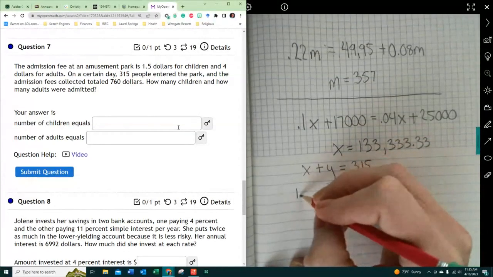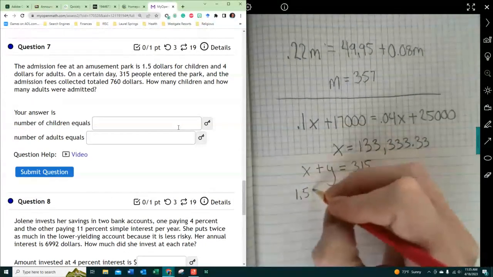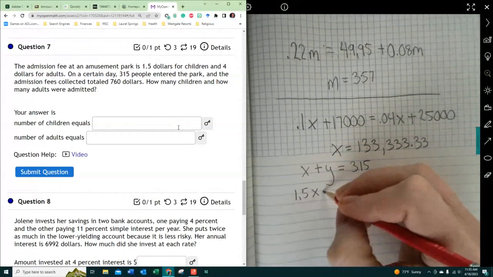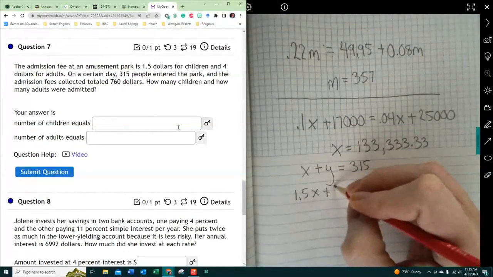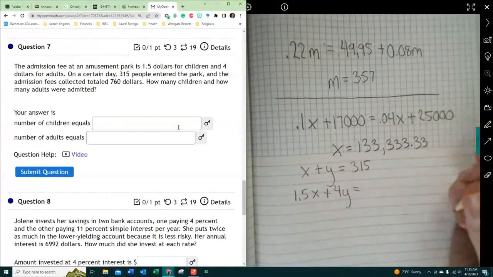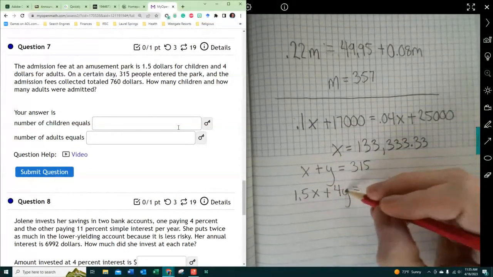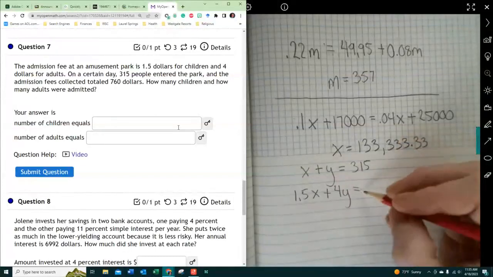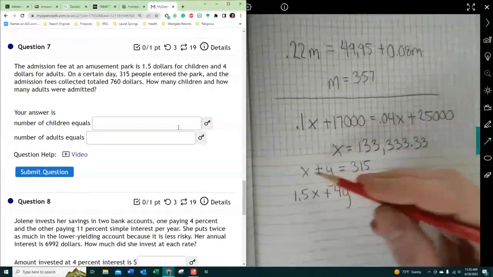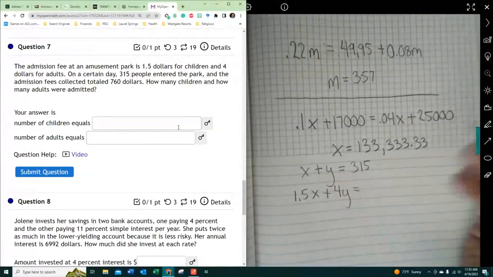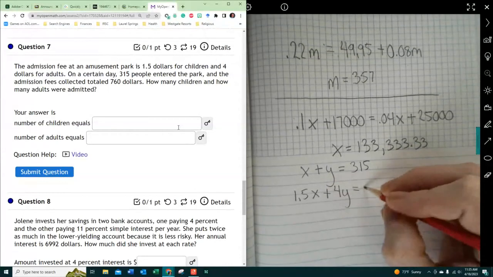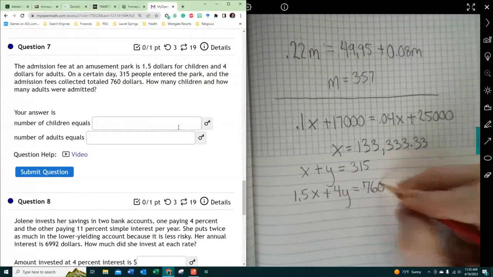Once I associate the $1.50 with x, immediately I'm saying that x is the children because of that reason. And then I associate the 4 with the y. That means y becomes the adults because I've declared that by saying that 4 is with the y. That's how I declared it. Some people put C for children and A for adults. You can use whatever letters you want. It doesn't make a difference. Now, the collective amount is $760.